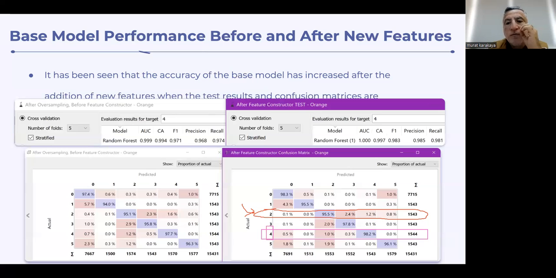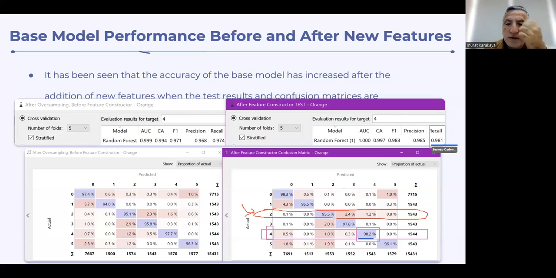Precision or recall? Hocam, precision, I think. I think it is recall. Hocam, I feel like it's recall because when you look at the correct ones, this one's 98.2. This could have been rounded off.